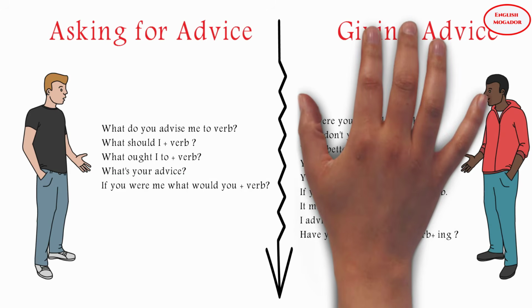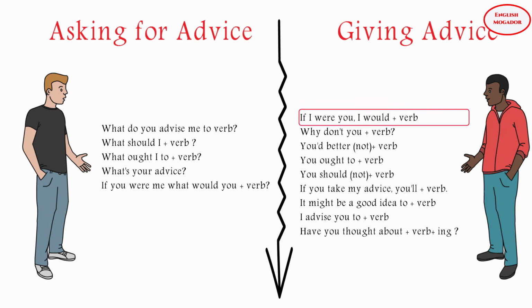To give advice you can say, "If I were you, I would or wouldn't" plus verb, "Why don't you" plus verb, "You'd better" or "You'd better not" plus verb, "You ought to" plus verb, "You should or shouldn't" plus verb, "If you take my advice, you will" plus verb, "It might be a good idea to" plus verb, "I advise you to" plus verb, "Have you thought about" plus verb plus ing.